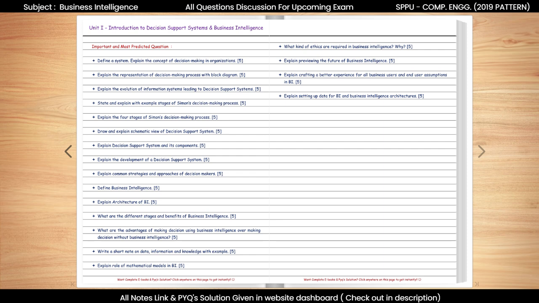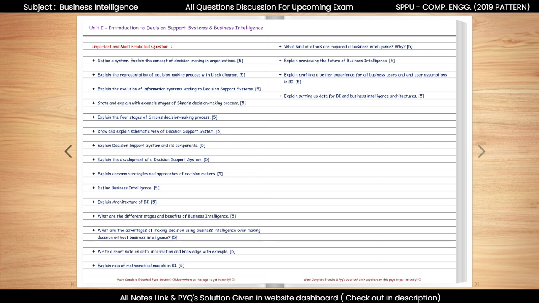Now, let us move on to our next important topic, schematic view of decision support system. From this topic, we can expect questions such as, draw and explain schematic view of decision support system. If I explain the schematic view in words, imagine a system where data sources feed into a database, models are stored in a model base, and a user interface connects users with data and models. The decision maker interacts with the system to analyze data and generate decisions.